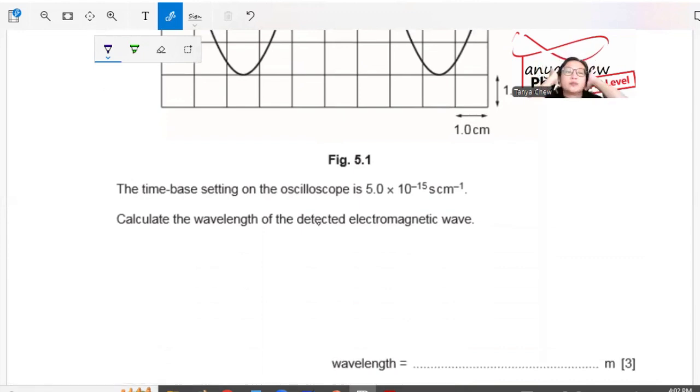Since this is a 3 marks question, definitely the calculation would not be that easy. Do you still remember the equation of wave? v equals f lambda. I'm supposed to find this lambda, but the problem is I don't have the frequency. Bear in mind, all electromagnetic waves travel with the speed of light, which is 3 times 10 to the power 8. So we have the speed, but I don't have the frequency and I am supposed to find lambda.